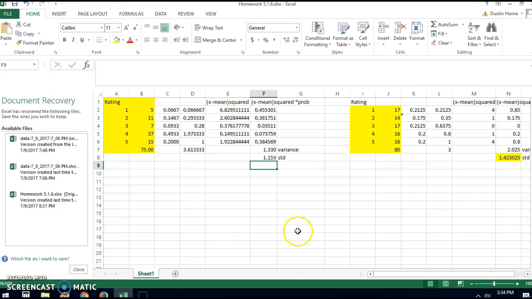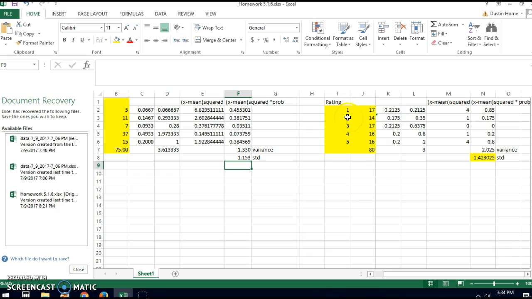Now for restaurant B, you're going to do the same thing. You're going to take the rating and subtract the mean. Where's our mean? Our mean is 3. So this is our mean. I guess I should have written that below it. So this is a pretty easy calculation. 1 minus 3 would be negative 2, and negative 2 squared would be 4. 2 minus 3 would be negative 1, and negative 1 squared would be 1. 3 minus 3 is 0, 0 squared is 0. 4 minus 3 is 1, 1 squared is 1, and 5 minus 3 is 2, and 2 squared is 4.